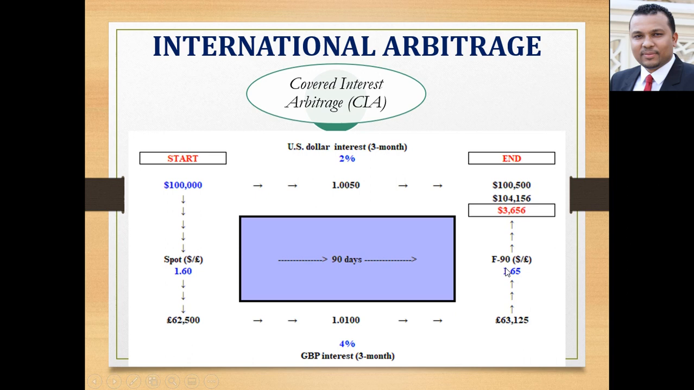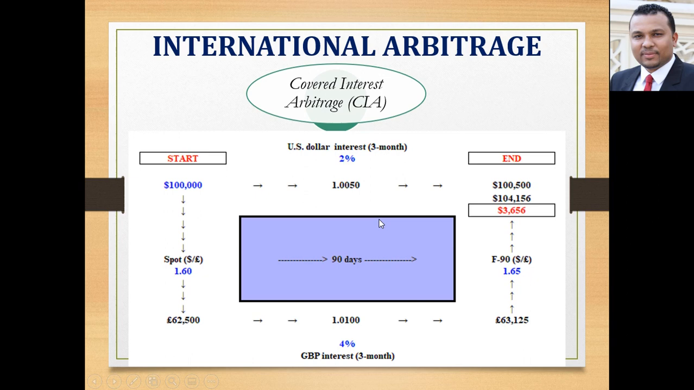1.65. So the next option is to go to the UK money market by converting at the spot forex rate and earn 4% on the 62,500 England pounds, and make a forward forex contract at a price of $1.65 per England pound for 90 days. The net result equals 104,156. We started with 100,000.